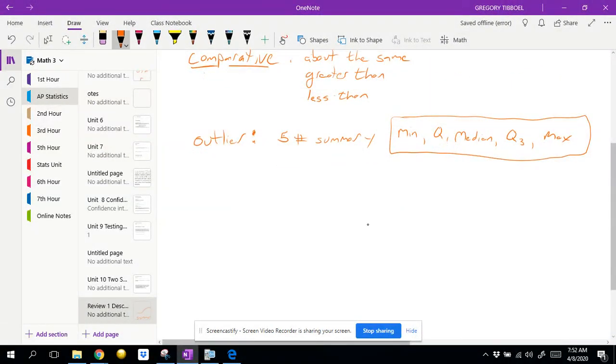So for starters, the median, the IQR, the interquartile range. So basically what we're saying is if this is a box and whisker plot, we have something like this, right? So this is min, Q1, median, Q3, max. And if there's any dots, those are your outliers, right?